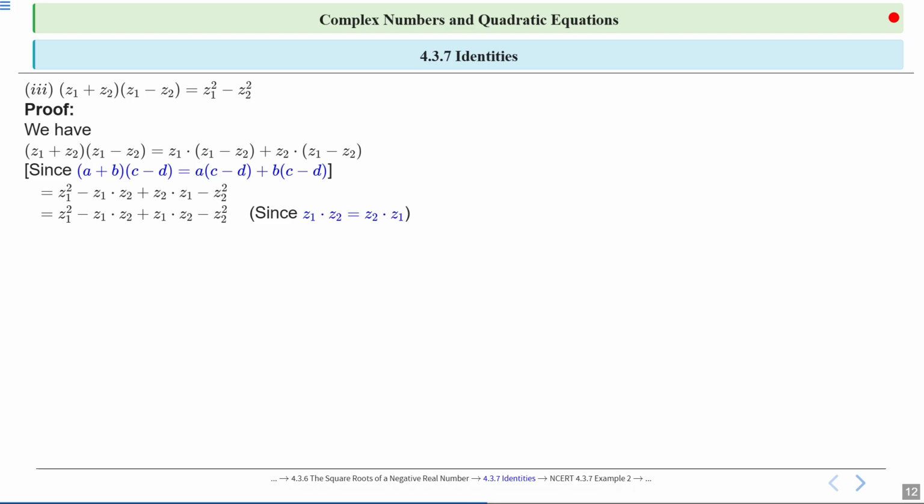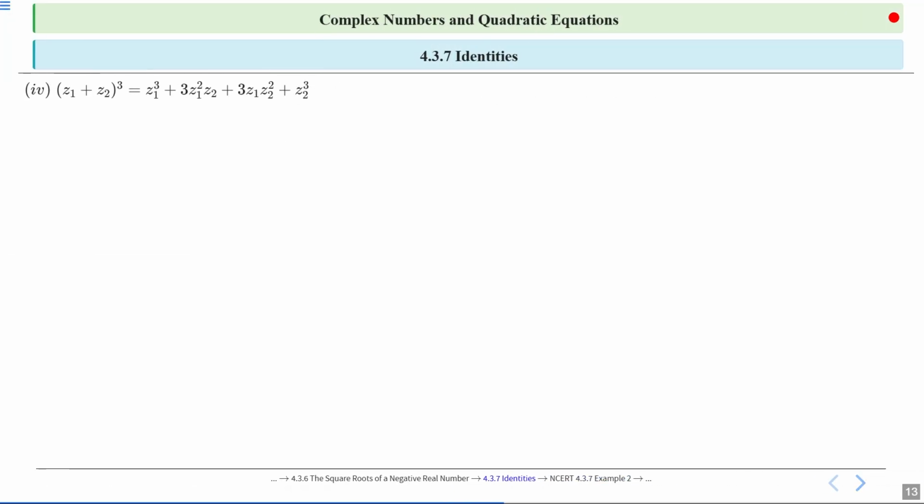Since z1·z2 equals z2·z1, this is equal to z1² - z1·z2 + z1·z2 - z2². And here you can see negative z1·z2 and positive z1·z2 cancel out, and finally we obtain (z1 + z2)(z1 - z2) = z1² - z2².